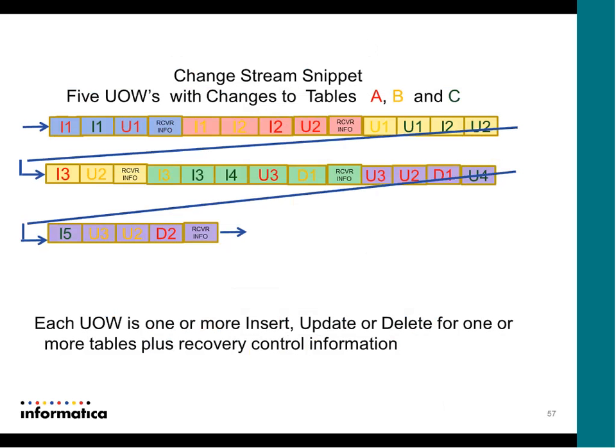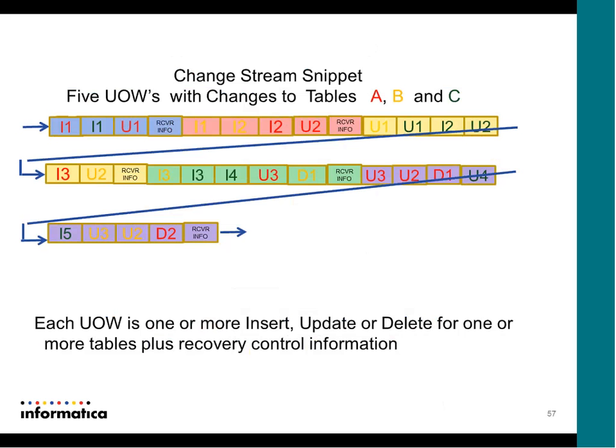And here's an example of a change stream, because I want to give you a little bit more information about what the change stream would look like. First of all, you have to realize that each of these colors is a transaction. So what we have here is 5 UOWs, or 5 transactions, color coded, with updates to 3 different tables: Table A, in red; Table B, in yellow; and Table C, in dark green.